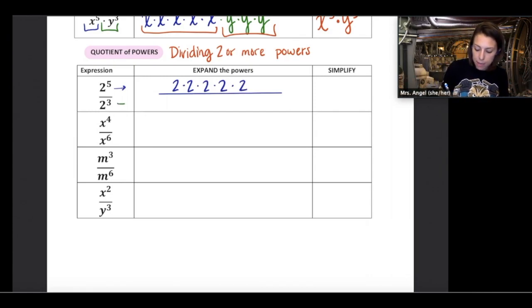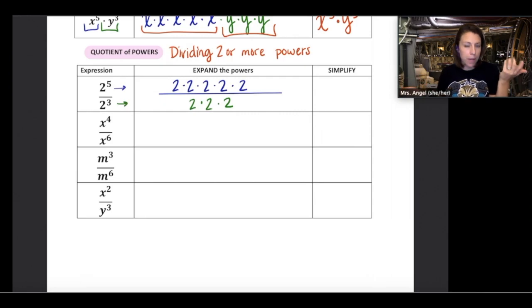Let's expand the denominator. 2 to the power of 3 is 2 times 2 times 2, or 2 multiplied by itself 3 times. Well, I'm not continuing on multiplication, so I can't simplify in that sense. But what can I do? Well, with quotients, you look for big ones, which is the same number in the numerator and the denominator. In other words, what's 2 divided by 2? That would just be 1.